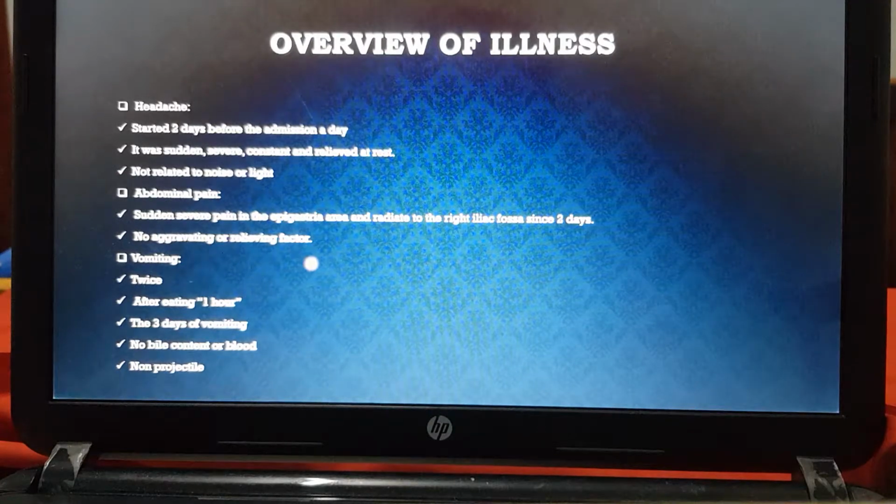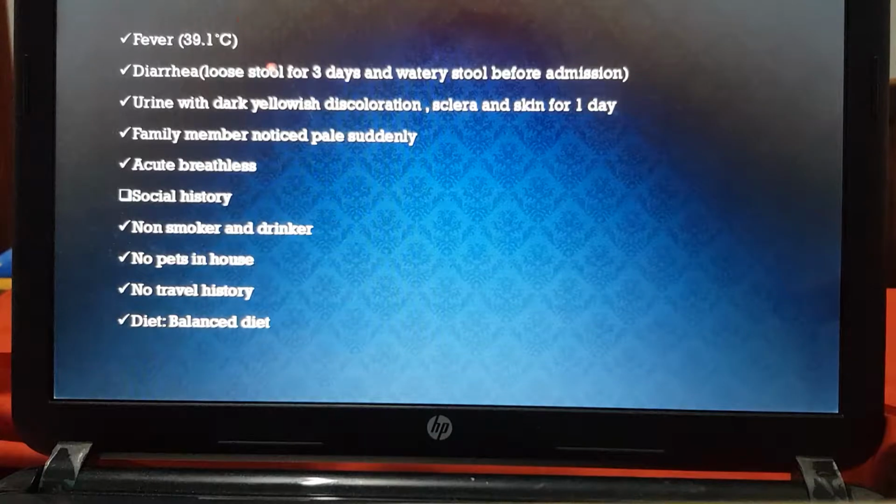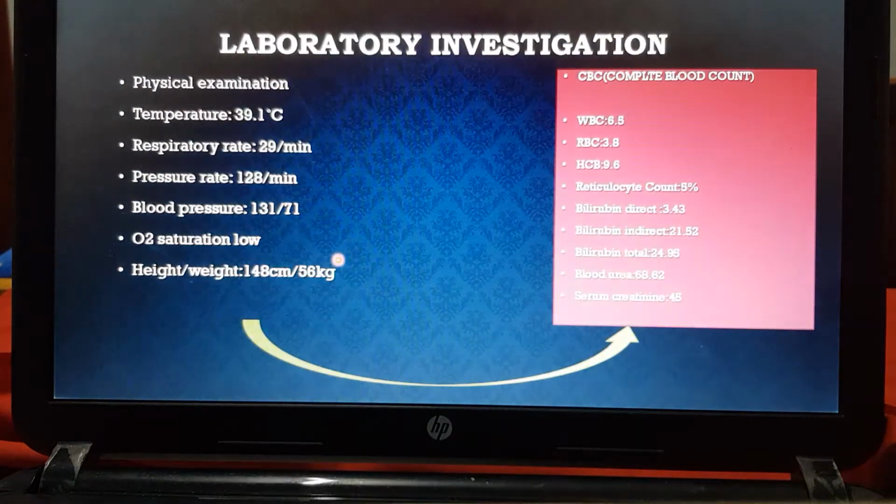The abdominal pain is sudden and severe, with vomiting twice after eating, and he has had vomiting for 3 days. The fever is 39.1 degrees, and the diarrhea is loose stool for 3 days, with watery stool before admission. The urine had a dark yellowish discoloration, and the sclera and skin were yellow for 1 day. The family members noticed sudden paleness on his face and acute breathlessness. For the social history, he is a non-smoker and non-drinker, has no pets in the house, no travel history, and has a balanced diet.